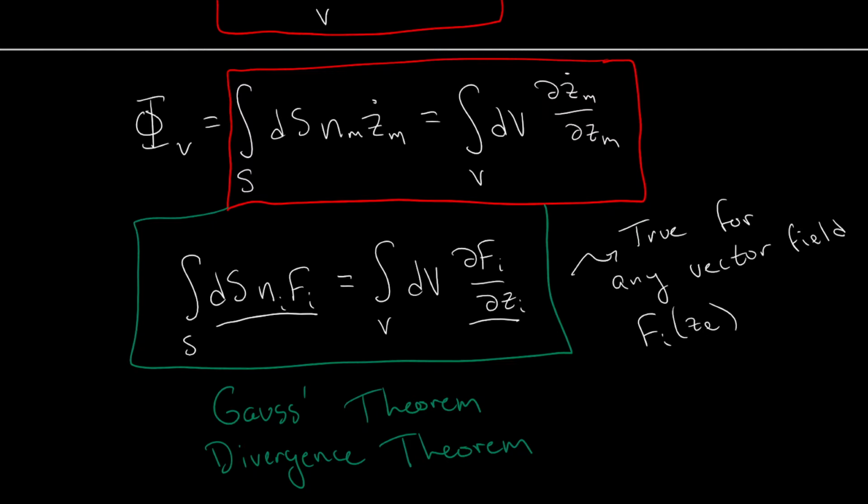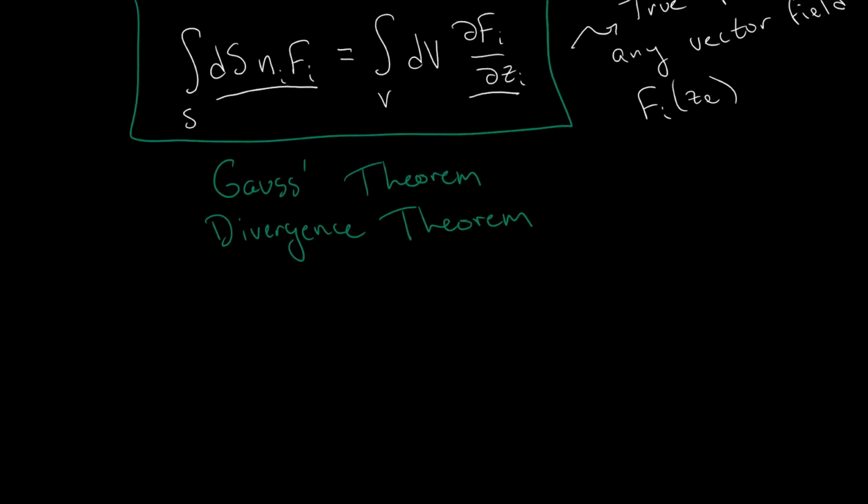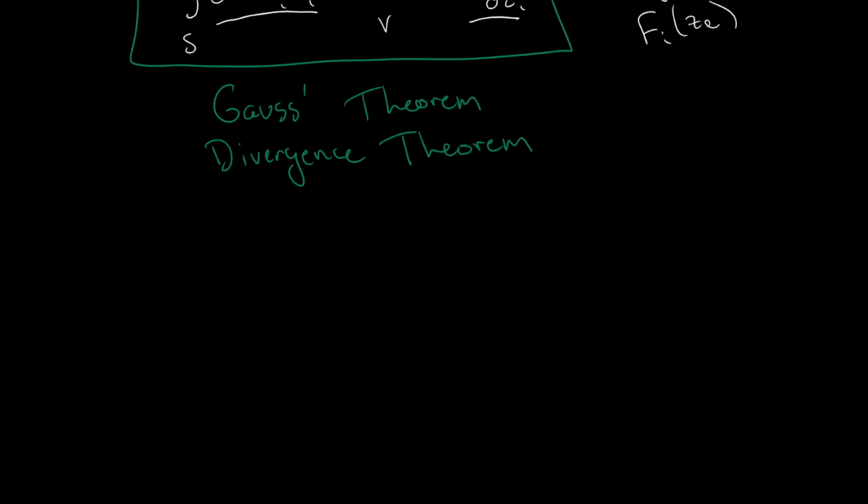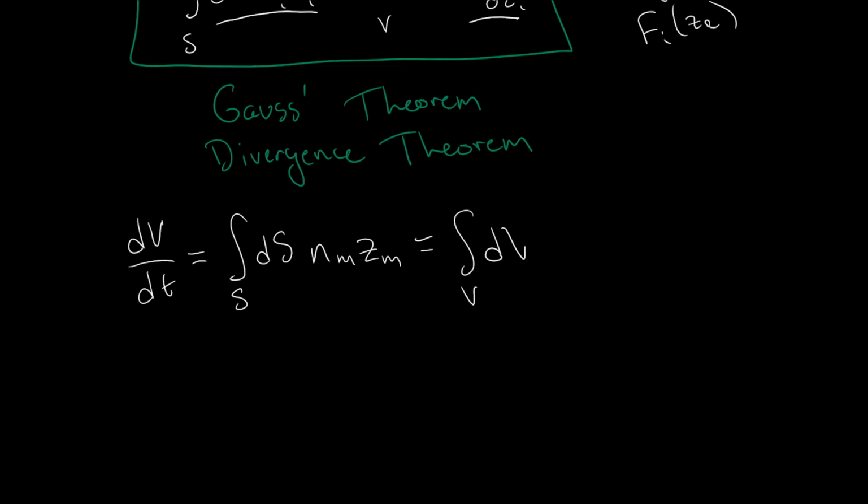Okay, but anyway, that's great. We've proven something very general in math, but what does this have to do with phase space? Well, we found before that dV/dt is equal to this integral, n sub i, I keep going back to i's, n sub m, z dot sub m. I like to index i from 1 to n rather than 1 to 2n. But we just found that this can be written as this volume integral, d z dot sub m over dz sub m.